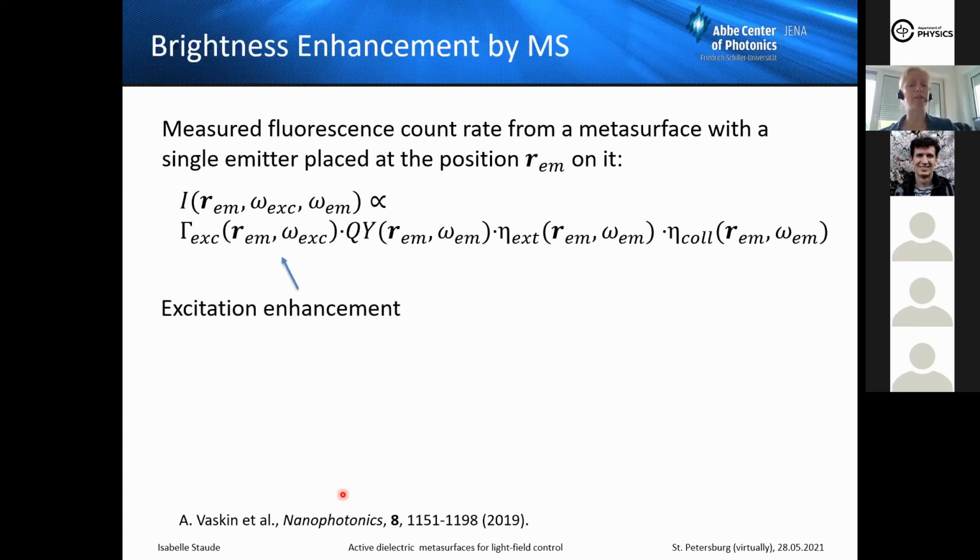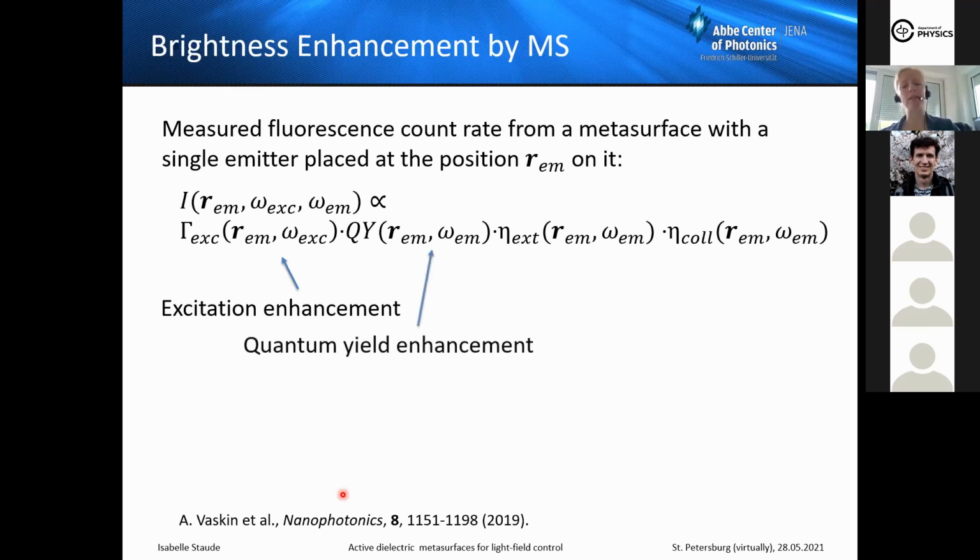In the long run, if you think of devices, this will probably be replaced by some electrical pumping. But still, for optical pumping, we have to take into account that there may be excitation enhancement happening, although for most structures I show this is not so severe, because the structures at the excitation wavelengths are typically already absorbing quite a lot and there are no pronounced resonances.